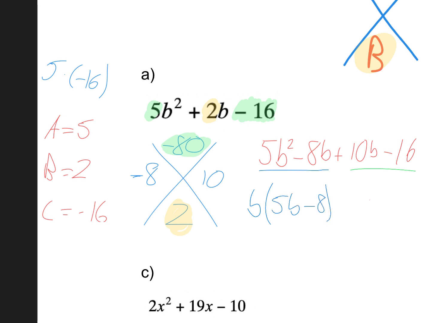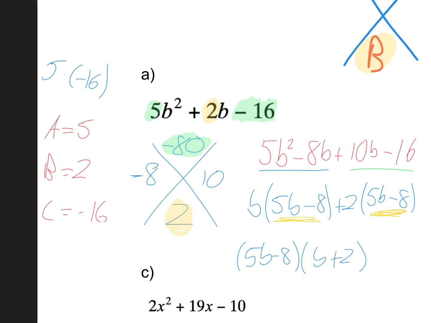Then in my second grouping, I can factor out what looks like a 2. So it's positive 2. And if I do that, I am left with 5b minus 8. And this is great because if we notice, this value is the same as this value in my parentheses, which is what we need. So to write my final answer, I will have 5b minus 8 times b plus 2, and I get the b plus 2 from the two things that I factored out of my groups. So this would be my final answer, 5b minus 8 and b plus 2.